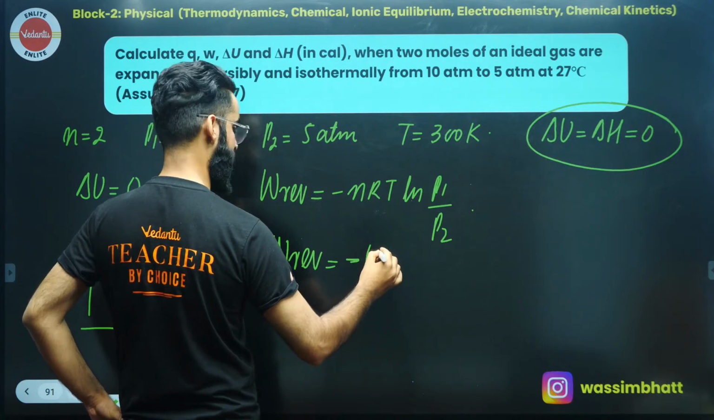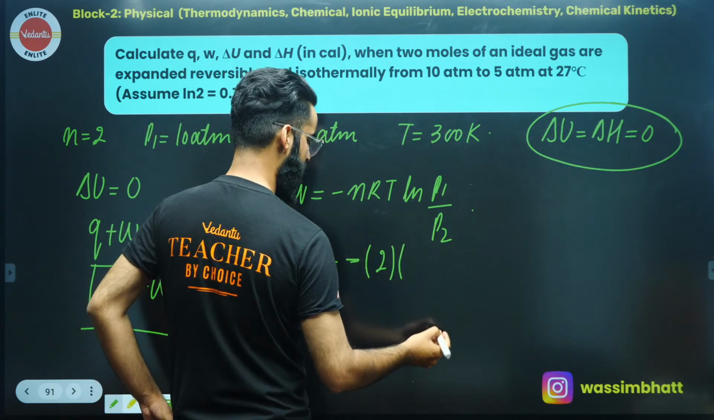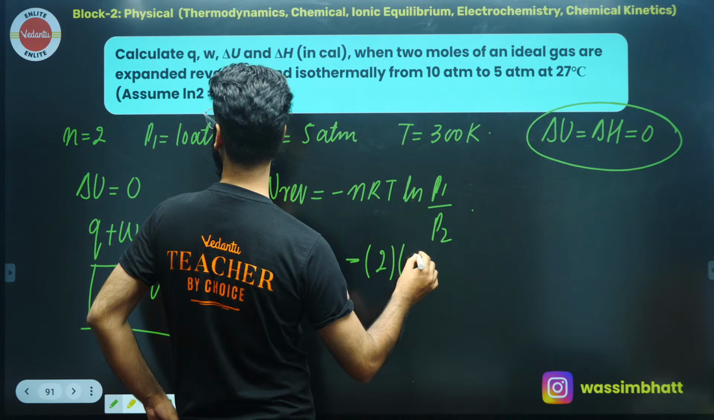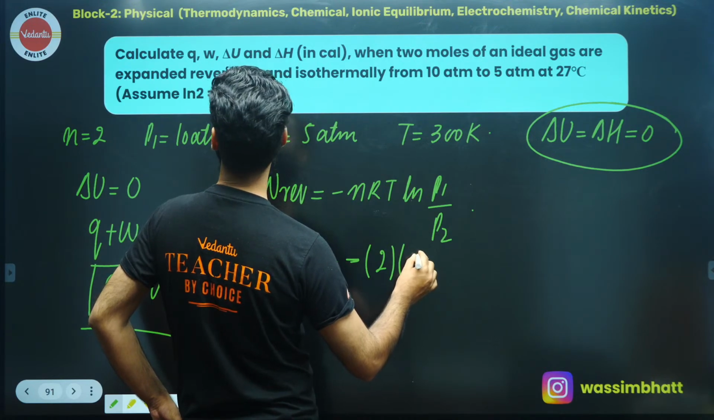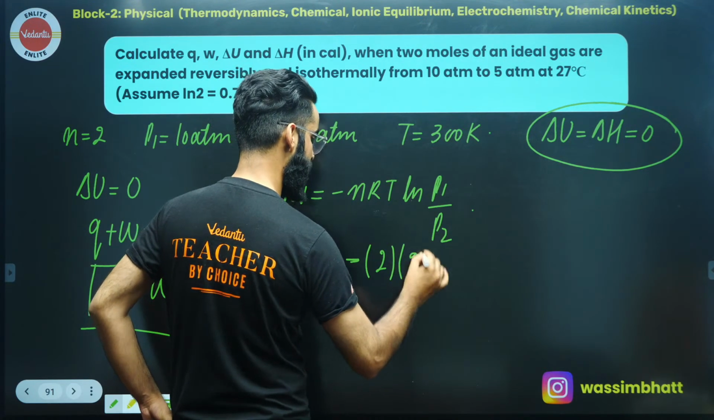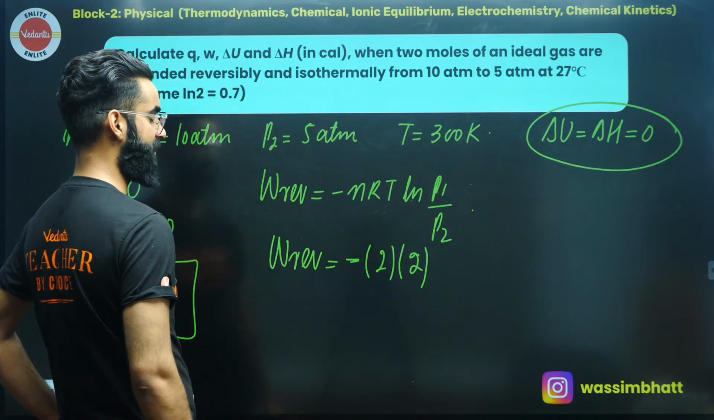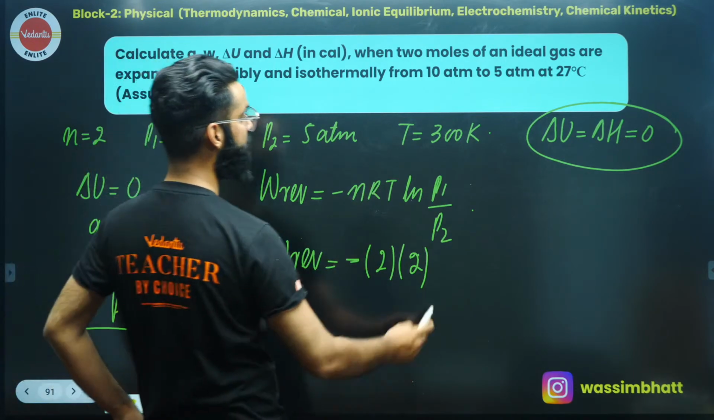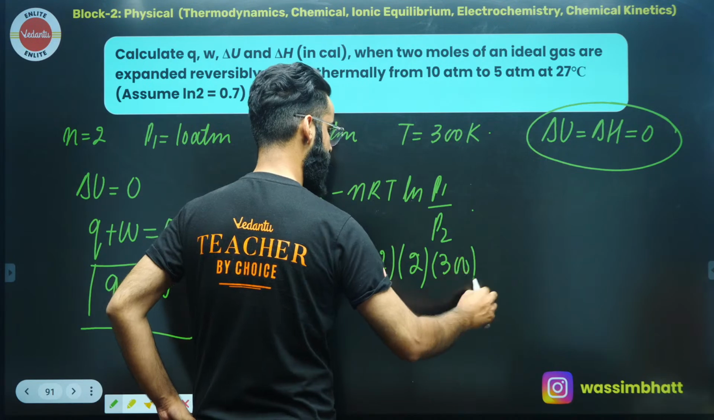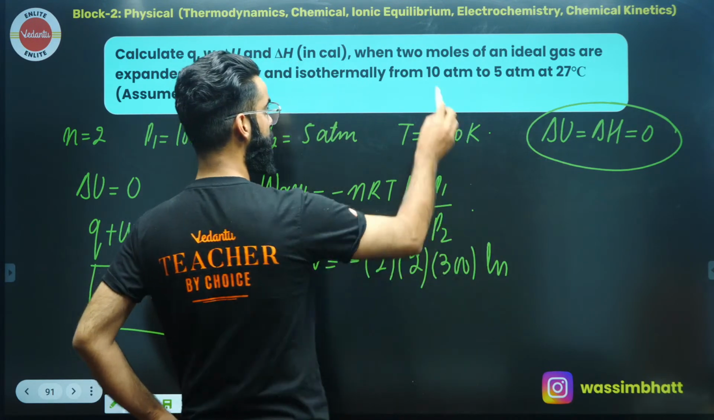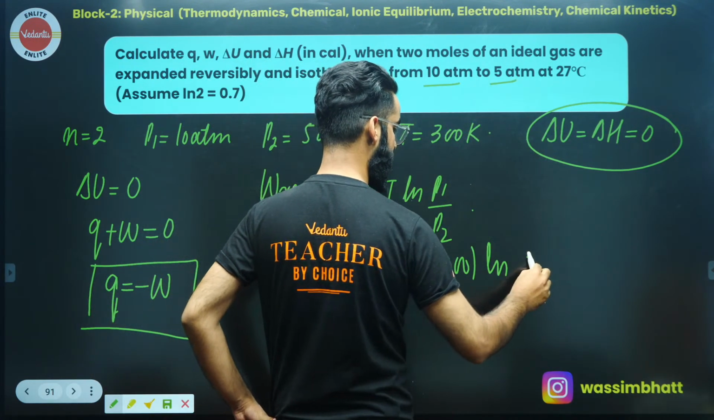n value is given to me as 2. R value, I'll be taking in calories, for example. Do we have to get the value of all these things in calories? Yes. R value in calories, 2 calories per Kelvin per mole. Temperature is given to me as 27 degrees centigrade, that means 300 Kelvin. It's going to be ln of P1 by P2. P1 is 10, P2 is 5, 10 by 5 is 2.